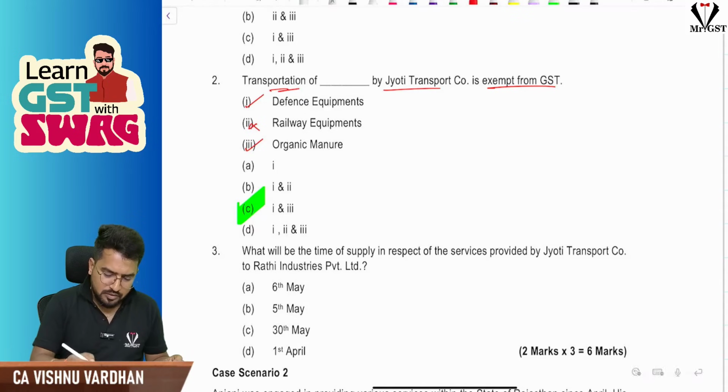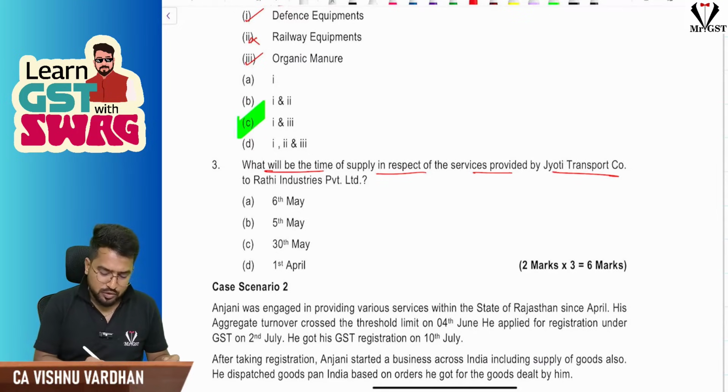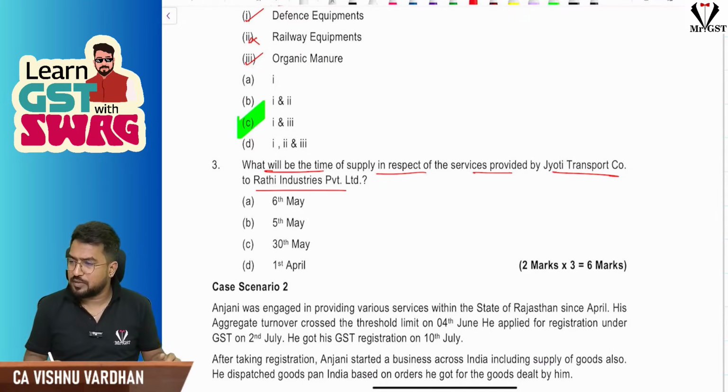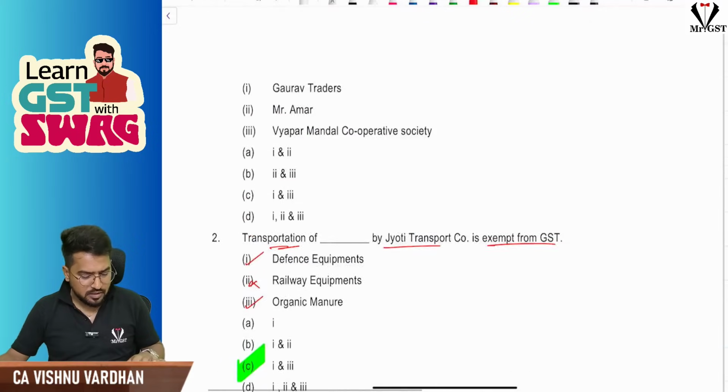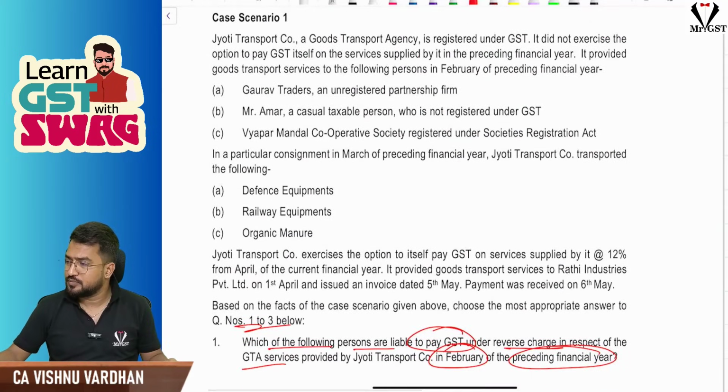And the last one, what will be the time of supply in respect of services provided by Jyoti Transport Company to Rathi Industries Private Limited? So these are the 3 questions here. Let us go with the case study now. Let us go with the case scenario.